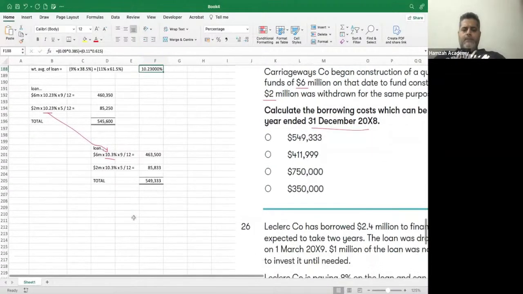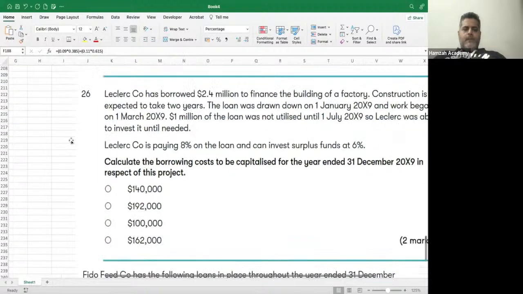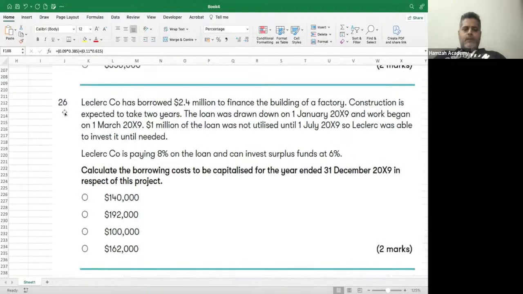Now let's see the other one. We have this question over here as well. This is question number 26 from the exam kit. Electric Company has borrowed 2.4 million to finance the building of a factory. Construction is expected to take 2 years. The loan was drawn on 1st January 20x9 and the work began on 1st March 20x9. So you got the loan on 1st January, but you started the work on 1st March.